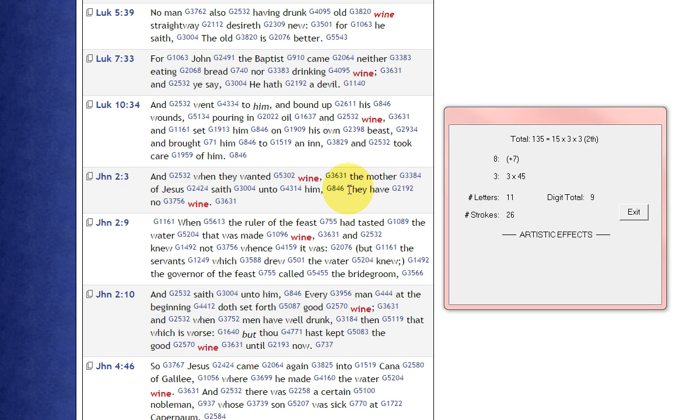Even this phrase. And when they wanted wine, they wanted wine. Isn't it amazing how God fulfills the heart's desire? You've got to actually want something. And you've got to tell God. You've got to ask Jesus. You've got to tell Jesus that you want something. You've got to ask him. You've got to want something and ask Jesus for it. Desire. And when they wanted wine, the mother of Jesus said unto him, they have no wine.